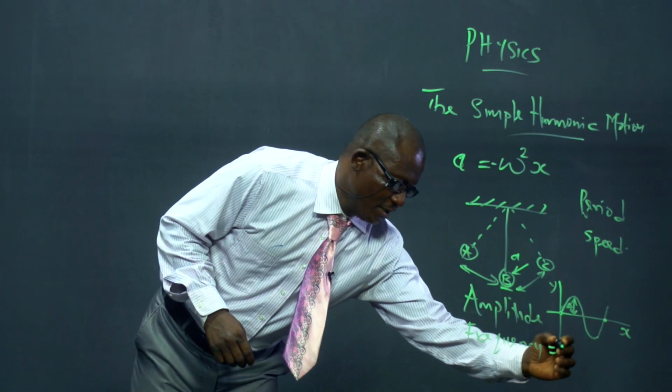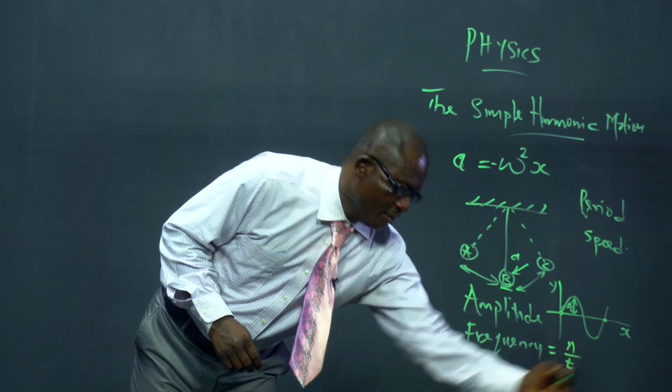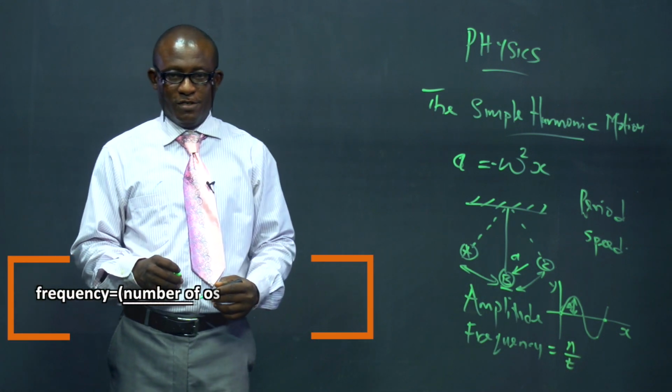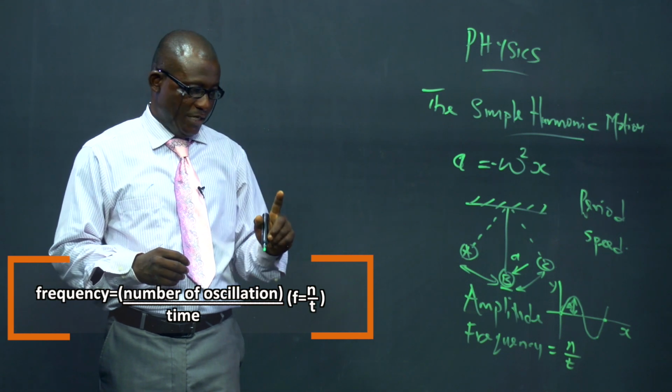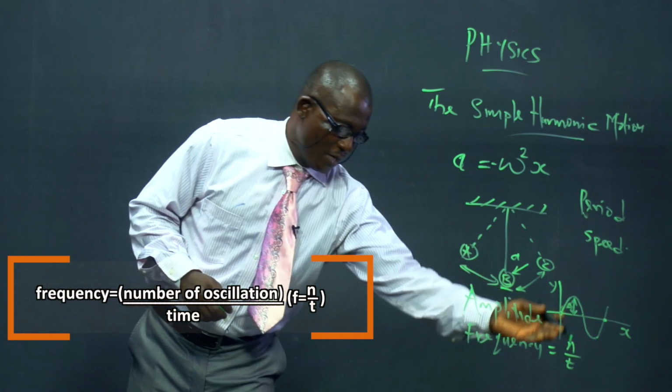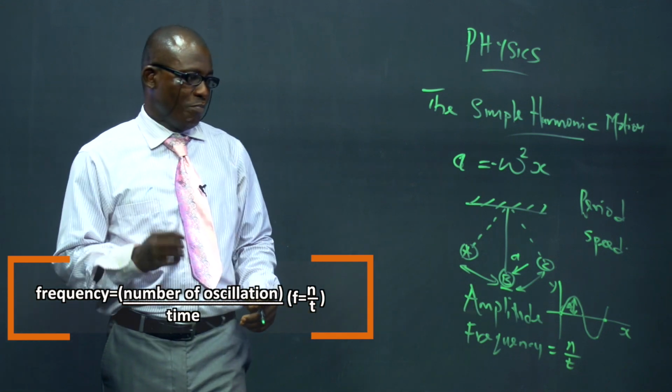Well, we can give it as n over t, the number of oscillations completed in a second. N over T. N gives the number, and T is the time. Period.